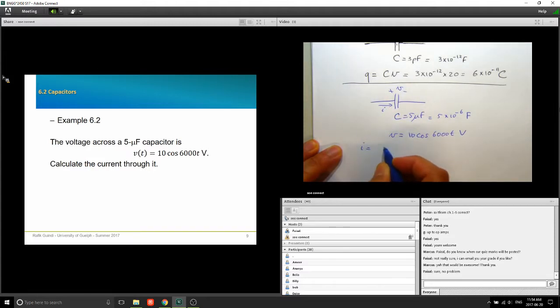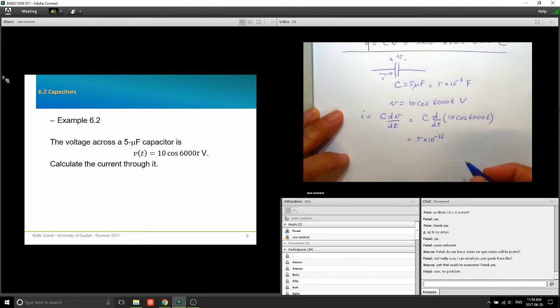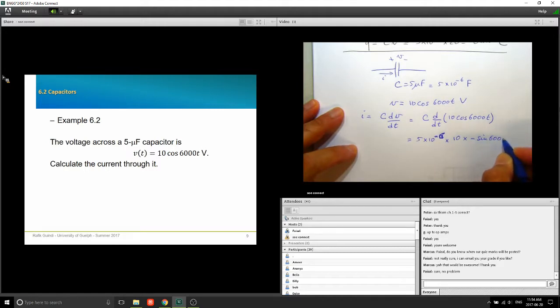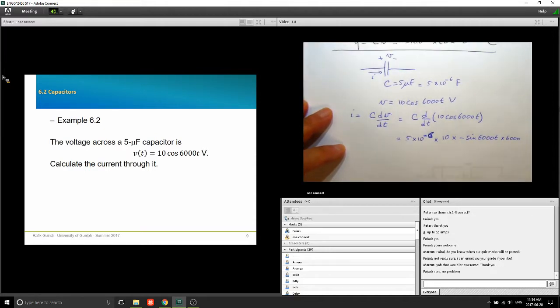This current I equals C dV/dt, so that is C. What is dV/dt? It's d by dt of 10 cosine 6000 t, right? So we have 5 times 10 to the negative 6, that's microfarads, multiplied by the derivative of this with respect to time. So I have 10, that's a constant. And then what's d by dt of cosine? Negative sine, thank you very much. Negative sine 6000 t, and then the 6000 here is also going to show up here, right? So what do we have?